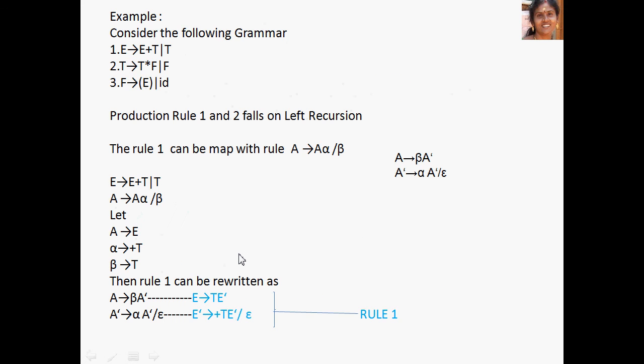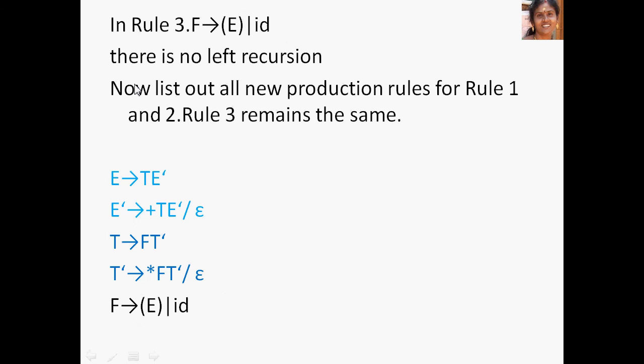So the given grammar with 3 production rules can be rewritten as a grammar of 5 production rules. Okay. In this way you can eliminate the left recursive problem.